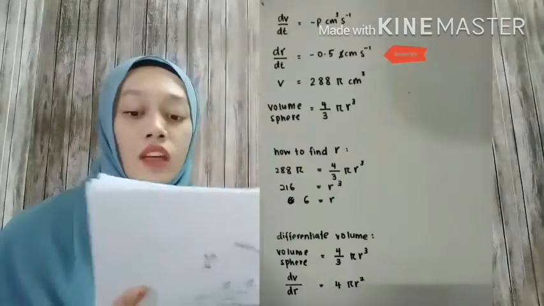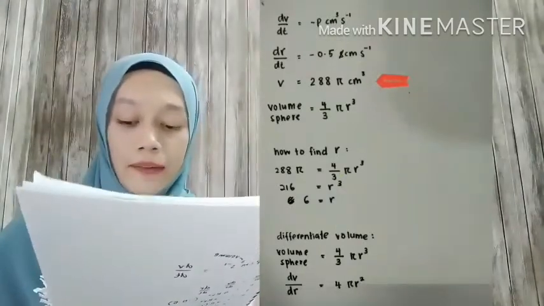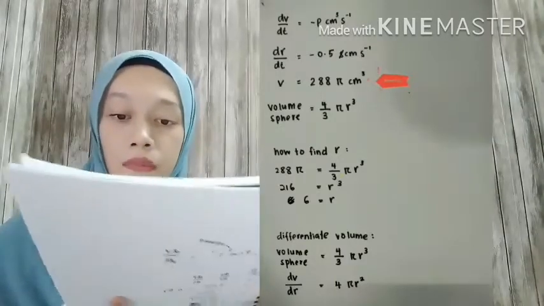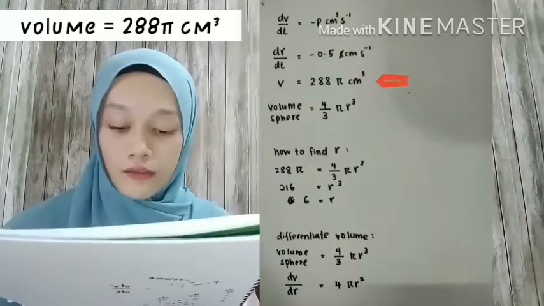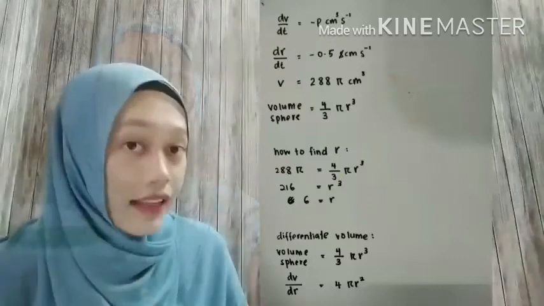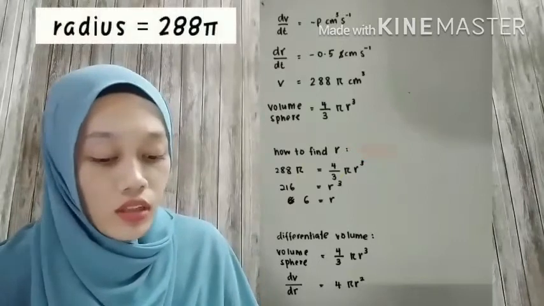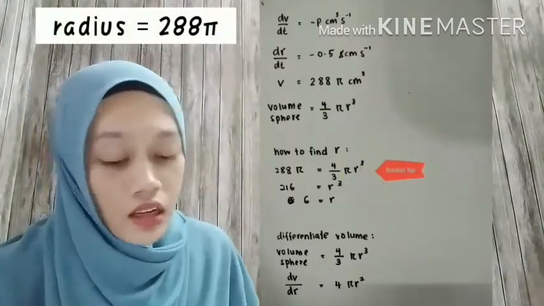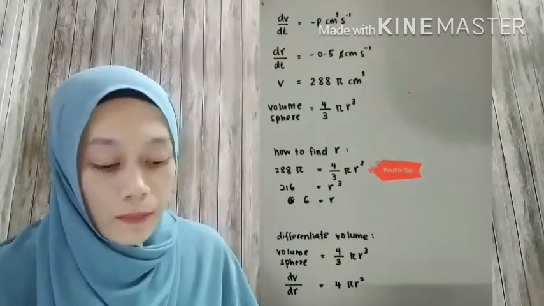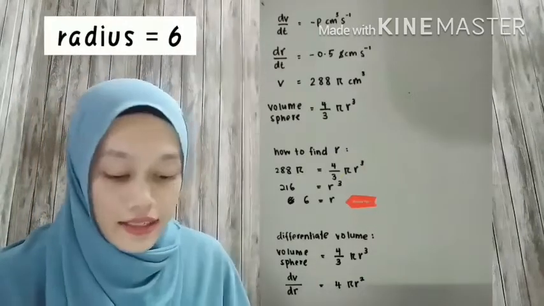Information 3, when its volume is 288π cm³. So the volume that the question gives to us is 288π cm³. Then we must find the radius. So we equate 288π with the volume of a sphere, 4/3 πr³. So at the end we get the radius is 6.